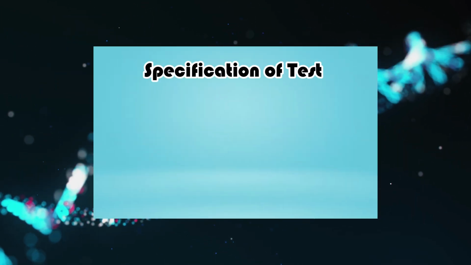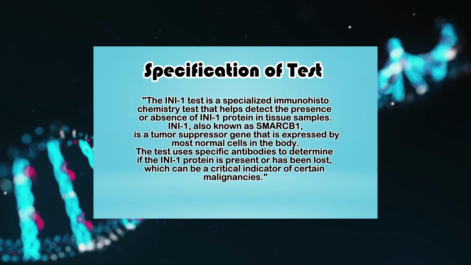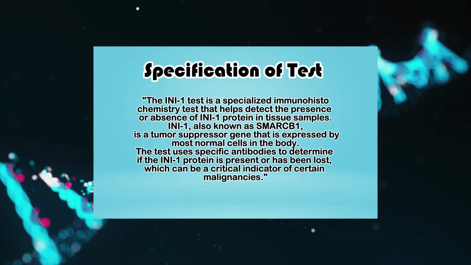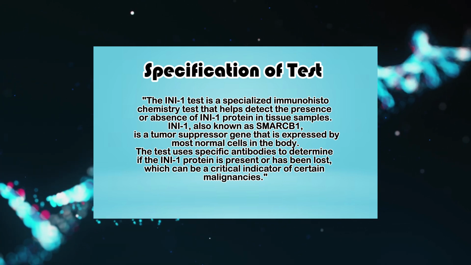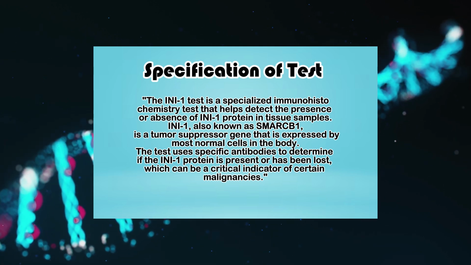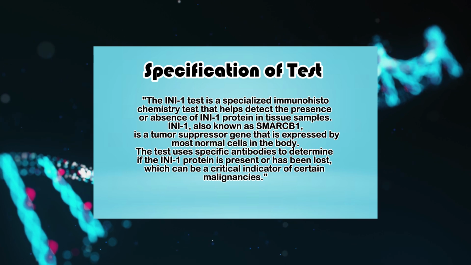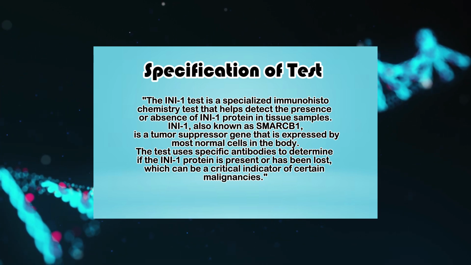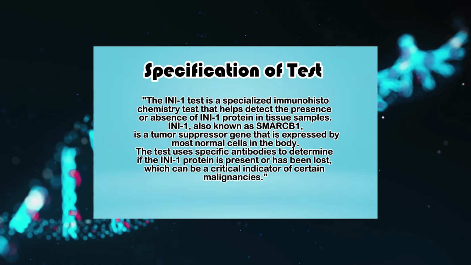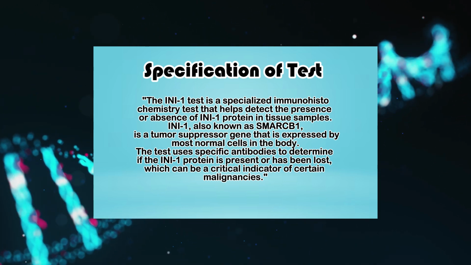Specification of the INI-1 test. The INI-1 test is a specialized immunohistochemistry test that helps detect the presence or absence of INI-1 protein in tissue samples. INI-1, also known as SMARCB1, is a tumor suppressor gene that is expressed by most normal cells in the body. The test uses specific antibodies to determine if the INI-1 protein is present or has been lost, which can be a critical indicator of certain malignancies.